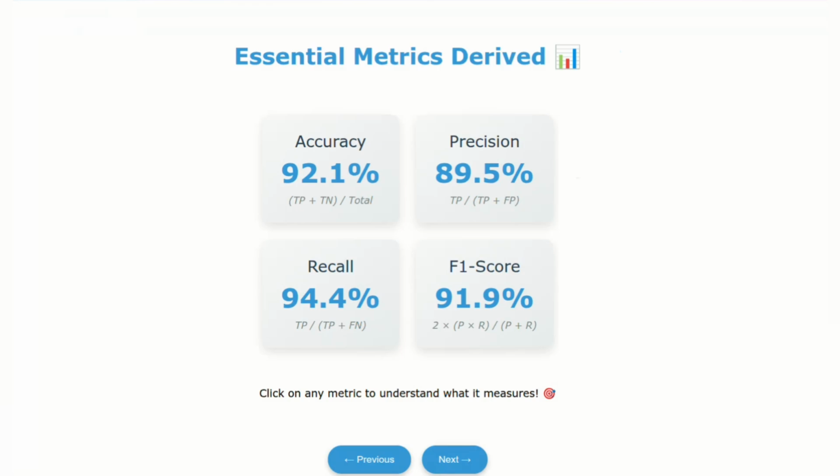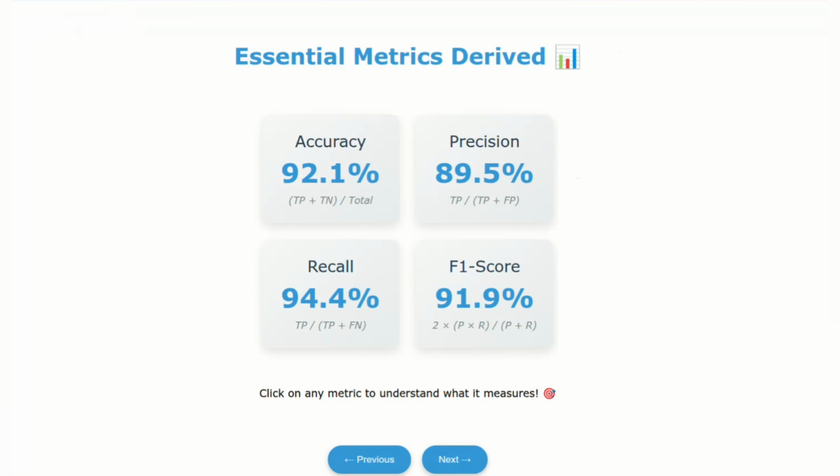Precision. Precision equals TP divided by TP plus FP. This answers, of all the positive predictions we made, how many were actually correct? In our case, 85 divided by 85 plus 10 equals 89.5%. Recall, also known as sensitivity. Recall equals TP divided by TP plus FN. This answers, of all the actual positive cases, how many did we correctly identify?